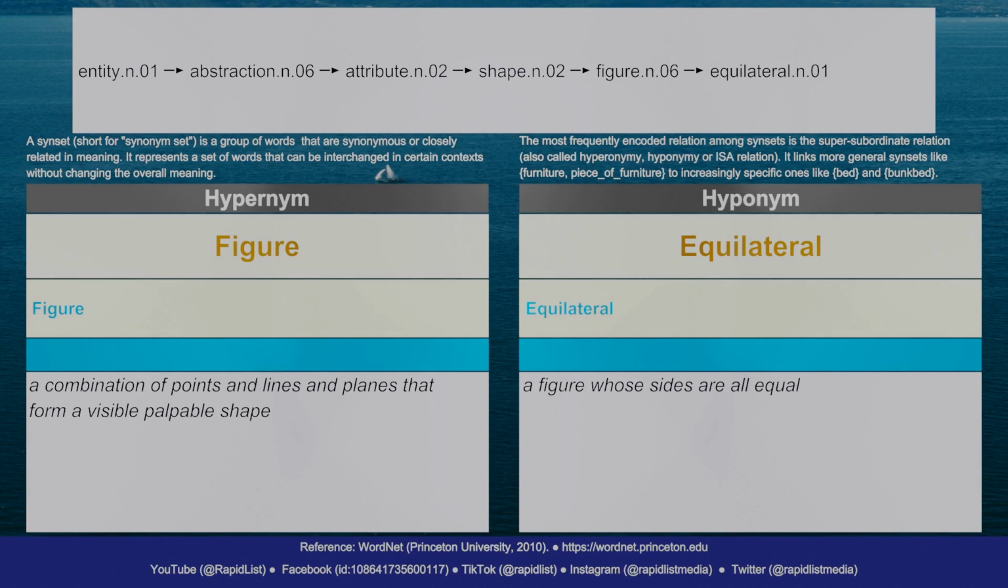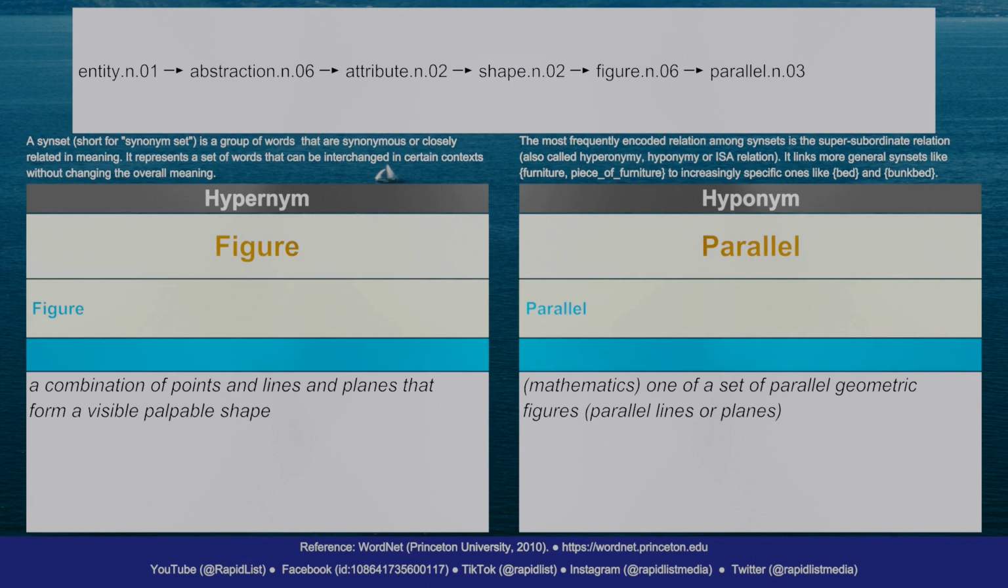Equilateral. A figure whose sides are all equal. Parallel. Mathematics, one of a set of parallel geometric figures, parallel lines or planes. Parallels never meet.